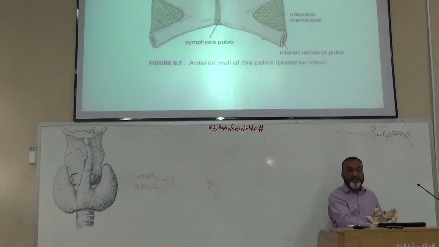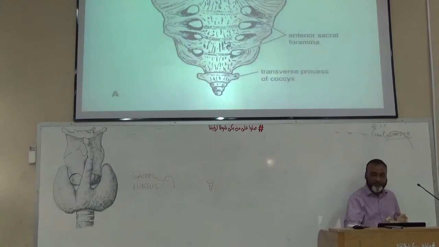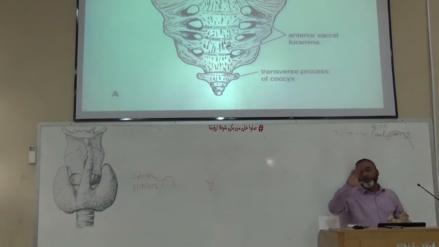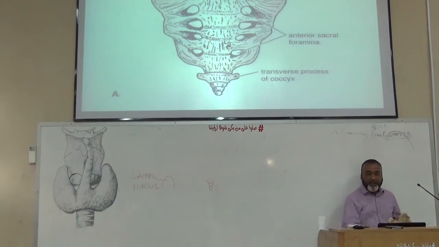And so this diagram shows you the inner aspect, that is the anterior wall of the two pubic bones plus the pubic symphysis. And this shows the posterior wall, where we have the sacrum with 4 anterior sacral foramina, and you can see this is the sacral promontory, the upper anterior margin of the first sacral vertebra.